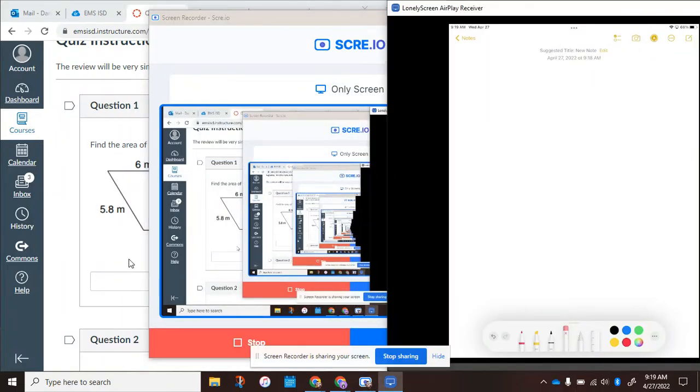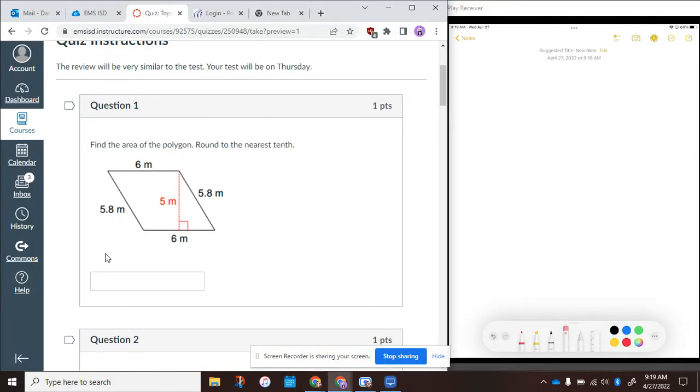All right, everybody, we are looking right now at the topic 13 test review. And question number one is a pretty simple one. It asks us to find the area of the polygon. When we see that word polygon right there, that does not necessarily mean that we're going to skip to the third section of our notes and deal with that formula for a regular polygon.